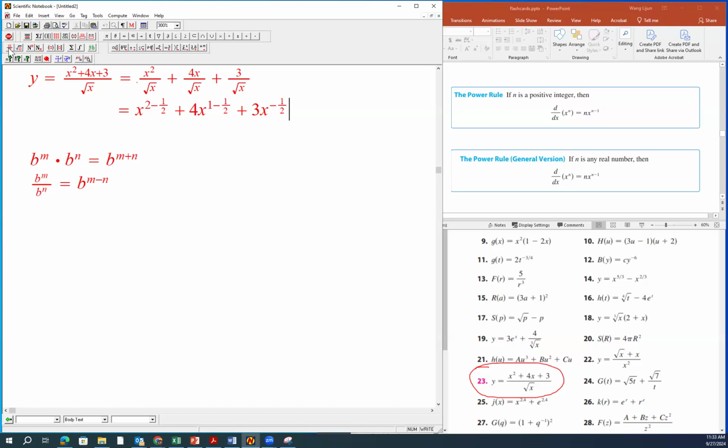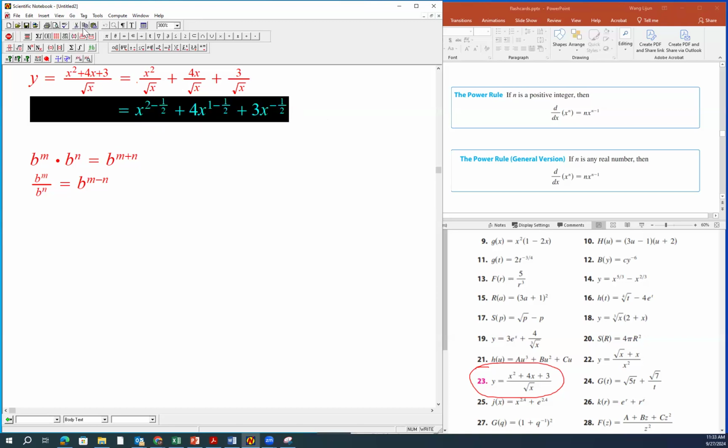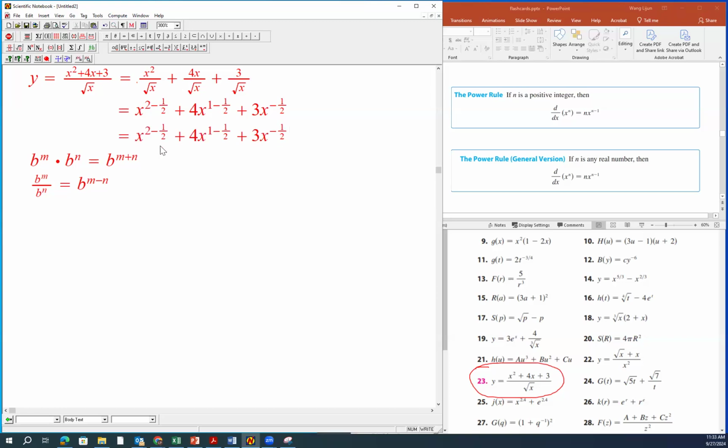Okay? And then, of course, we simplify this. 2 minus 1/2, that's 4 over 2, and 4 over 2 is 2, right? So we get the same denominator, 4 over 2 minus half. So eventually we get the power to be 3/2. And over here, the power 1/2. And we got all the powers simplified. So we got y equals to that.